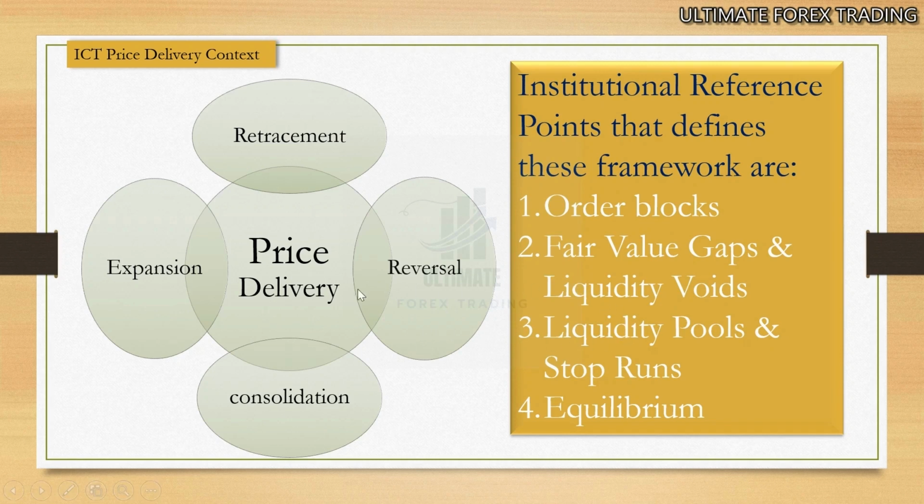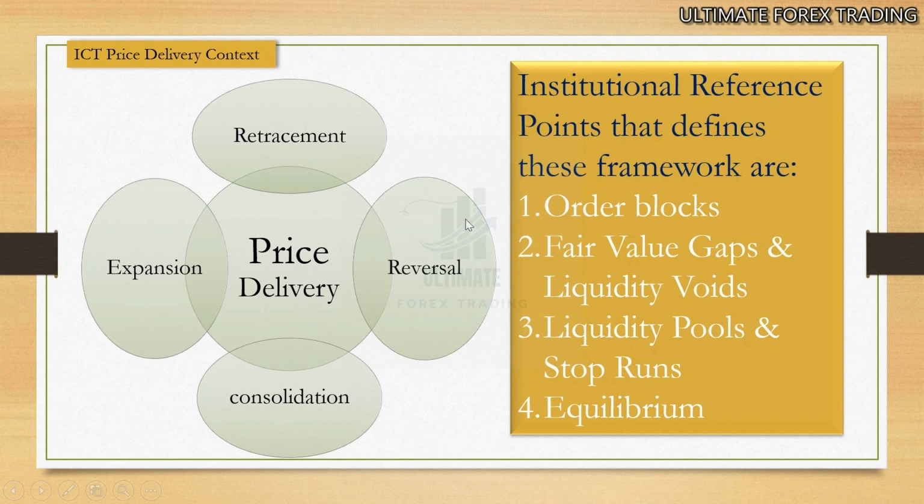So maybe when price is expanding, it is expanding into one of these reference points or is expanding from one of these reference points. And when price is retracing, it may be retracing into one of these or it may be retracing from one of these. And this is the same for reversal and consolidation also. So this is why the relationship between institutional reference point and price delivery context is very important, and pairing them will help you tremendously in your trading, right?